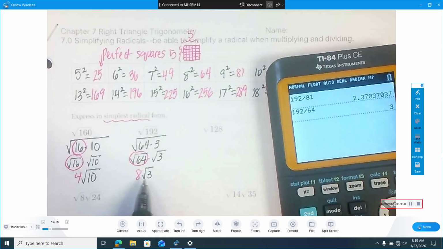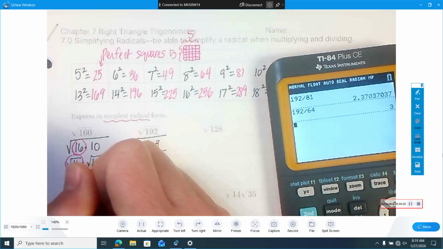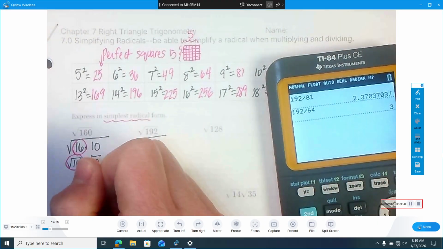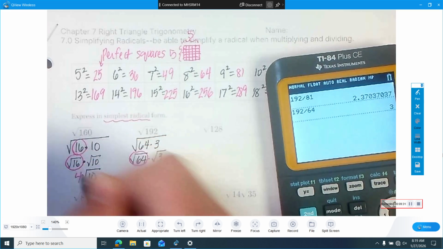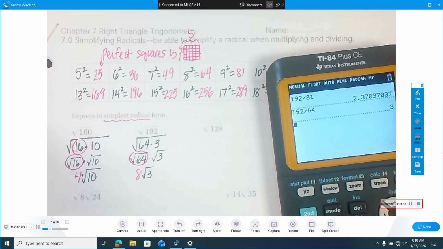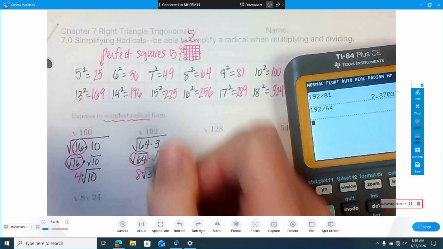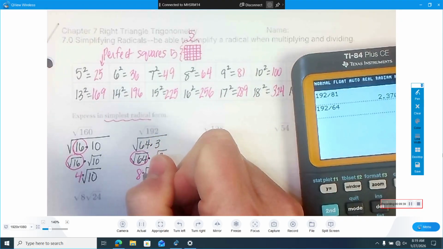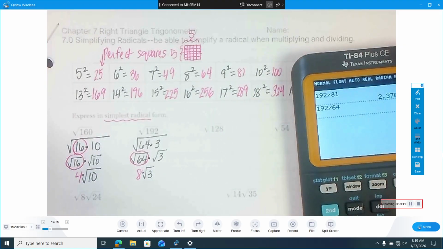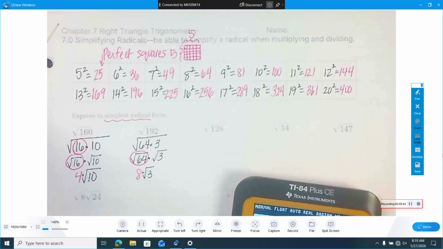What operation is between the 8 and the radical 3? They are being multiplied together. Just like up here, all these numbers were multiplied together. This is saying it's 4 times radical 10. Here we have 8 times radical 3. So it was multiply up above. It carries multiplication all the way through, okay? Really important to realize. All right, what do you want to do with 128?